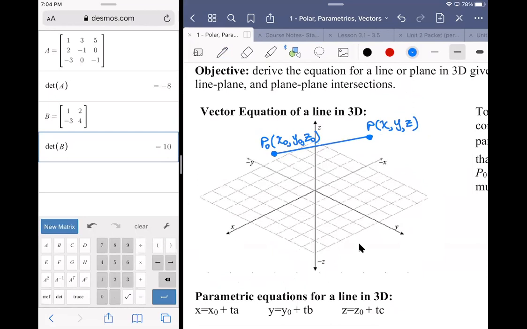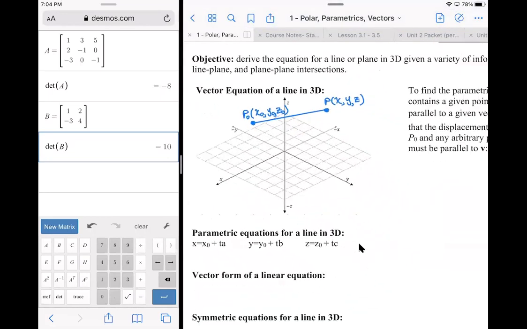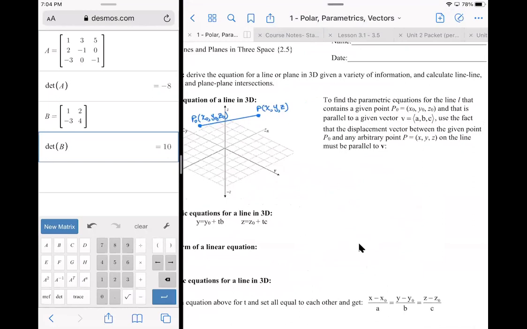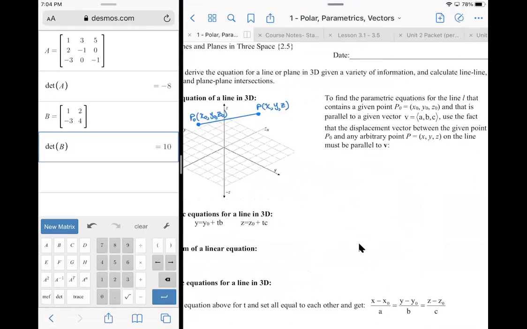Now, the deviation between those 2 points, subtract the corresponding components. We could find distance, same general idea. Those deviations squared, added together under a radical, all that stuff. We've been there. Now it's time to bring it to the next step in the process. So the process to find the parametric equations for the line L that contains the given points and is parallel to the given vector ABC: use the fact that the displacement vector between the given point P sub O and the arbitrary point must be parallel to V.